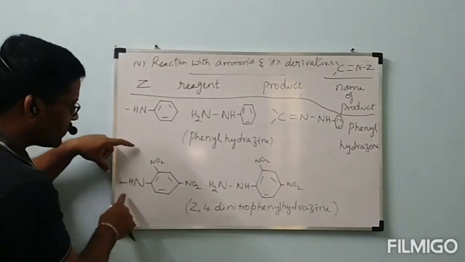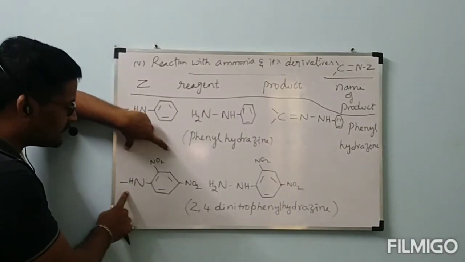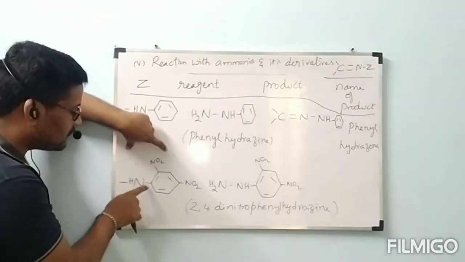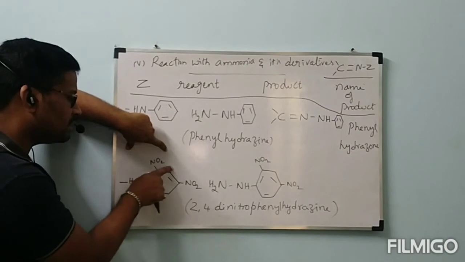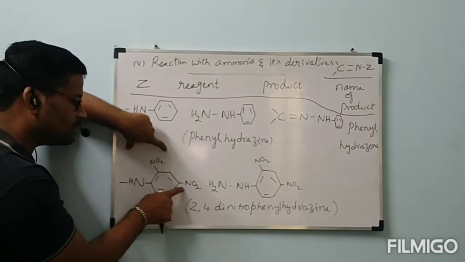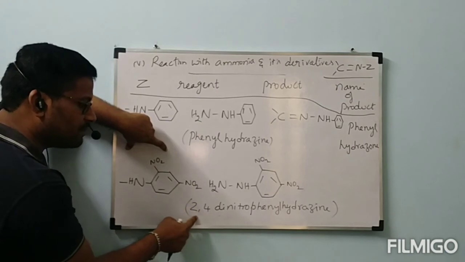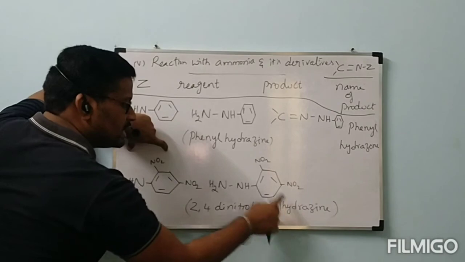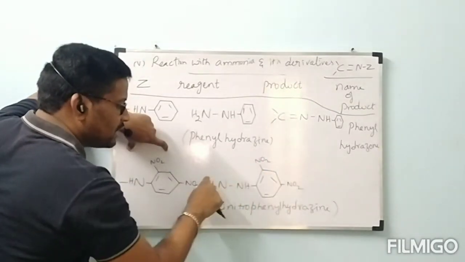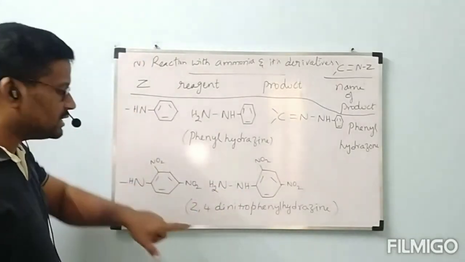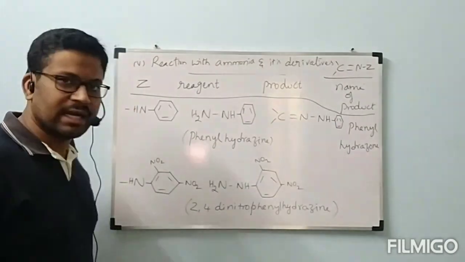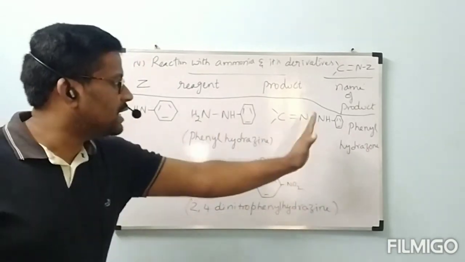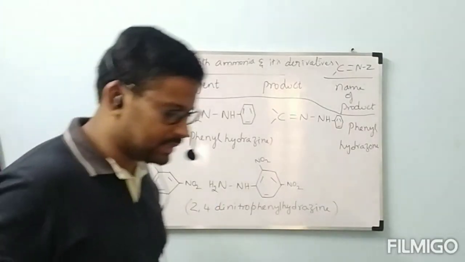Before that, what is the Z group? NH C6H5 with NO2 groups present. On which position? This is the first position. Here second, third, fourth. Second position and fourth position we have NO2. 2,4 dinitro. Present on which group? Phenyl hydrazine. It is totally related to hydrazine. NH2NH2 is called hydrazine. Then this is called 2,4 dinitro phenyl hydrazine. The product here it is not possible to write, so I will rub this one and write the product.